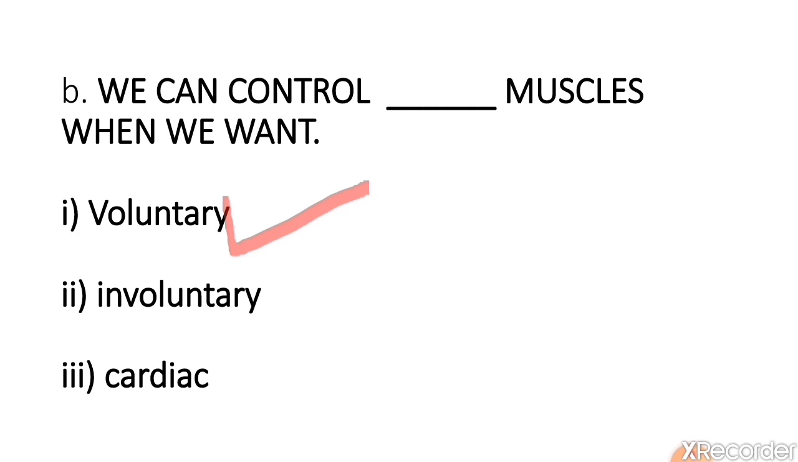We can control the voluntary muscles when we want. See, if I don't want to walk, it is in my control. Nobody can control that. Okay, so voluntary muscles are in our control.